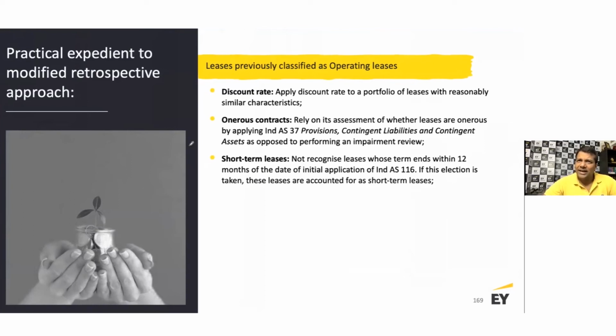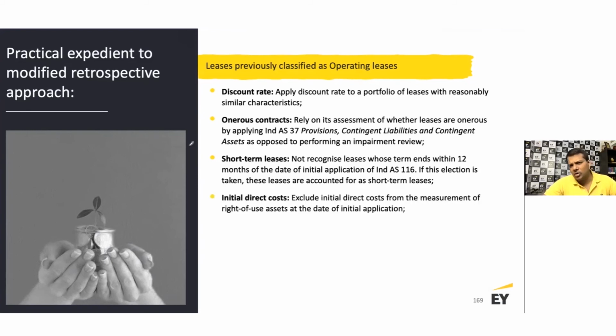Short-term leases: remember, the 12-month exception is for a lease with an original term of 12 months. But here, if the remaining lease term was less than 12 months, you were allowed to take the short-term lease exemption for the transition. Initial direct costs: you could have ignored the initial direct costs as part of a practical expedient. Hindsight: you're also allowed to use hindsight while looking at renewal options.